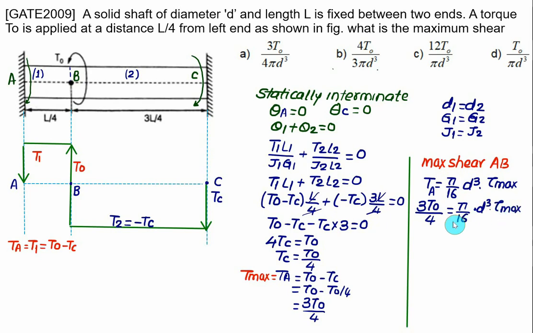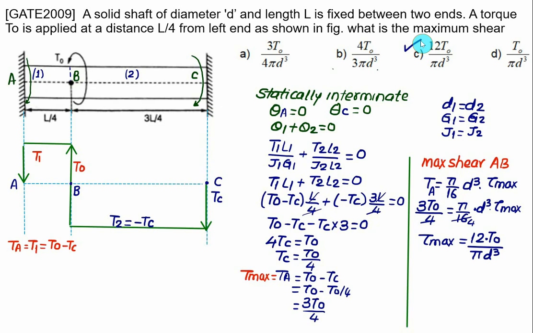So this 16 and 4, we are left here with 4. 4 into 3 is 12. So tau max will be equal to 12 times T0 divided by pi d cube. Choice C is correct.